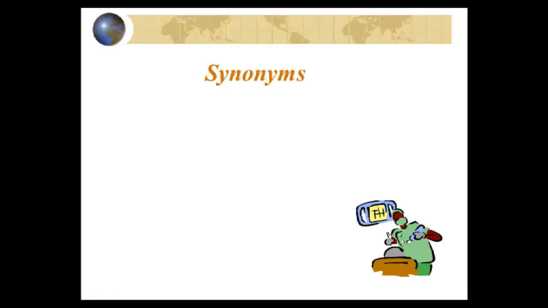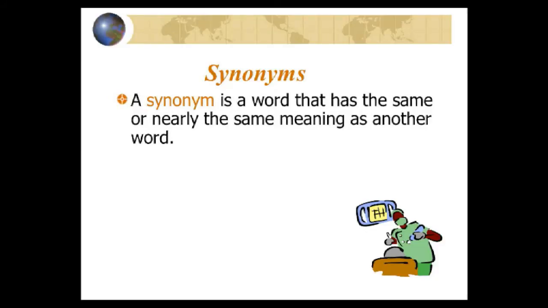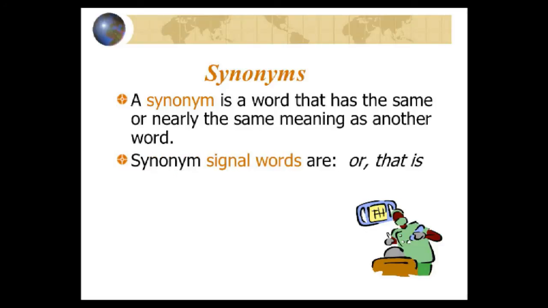And you've probably heard this before in your English classes, whether it was high school or college, but synonyms are words that have the same or similar meaning as another word. So they're very similar in meaning. Synonyms also use signal words. Usually when synonyms are used in the sentence, it's going to say "they are," "that is," or it's going to have the word "or," so you can use either one of those words.